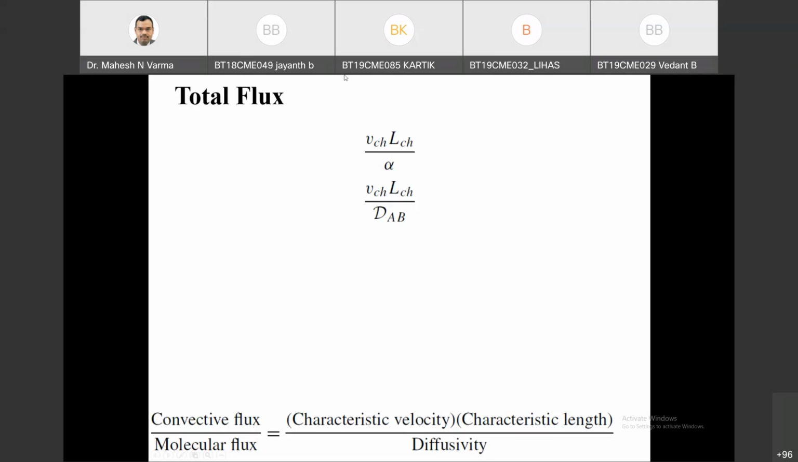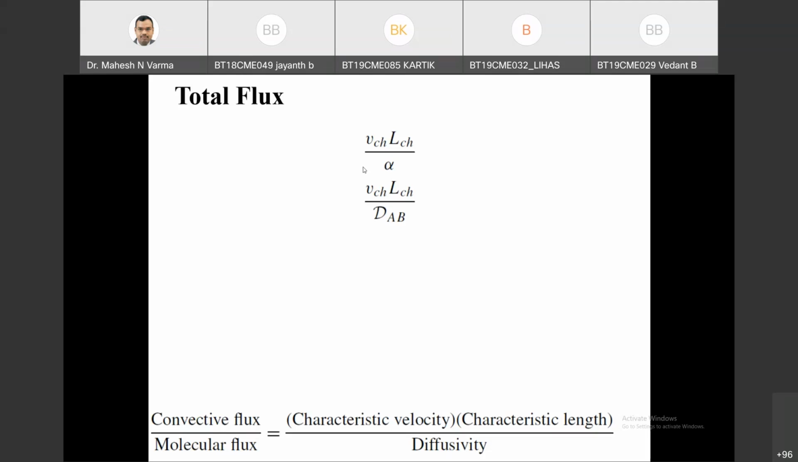So what is this? Instead of alpha, you put mu by rho. So it resembles the Reynolds number, but the Reynolds number has some different physical significance. Hence, that is not called a Peclet number for momentum transfer. Otherwise, it has a similar role to play. So this is V into L divided by mu by rho.